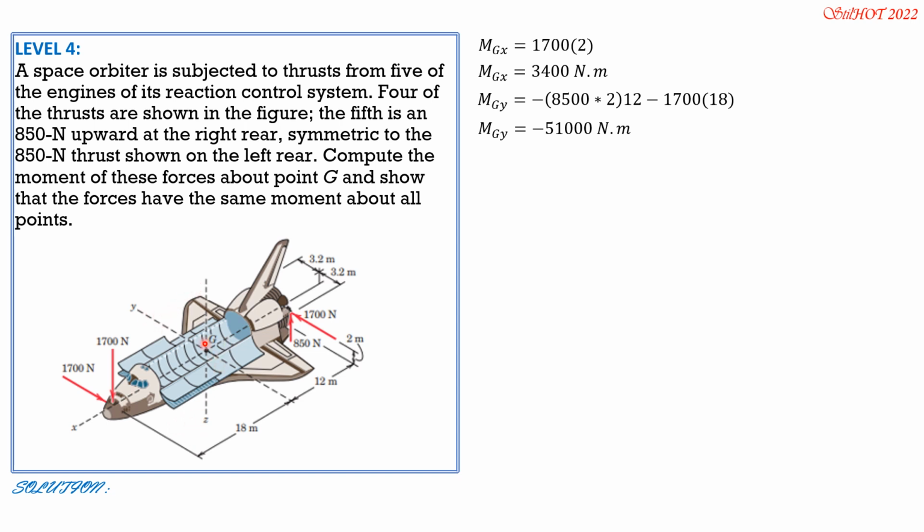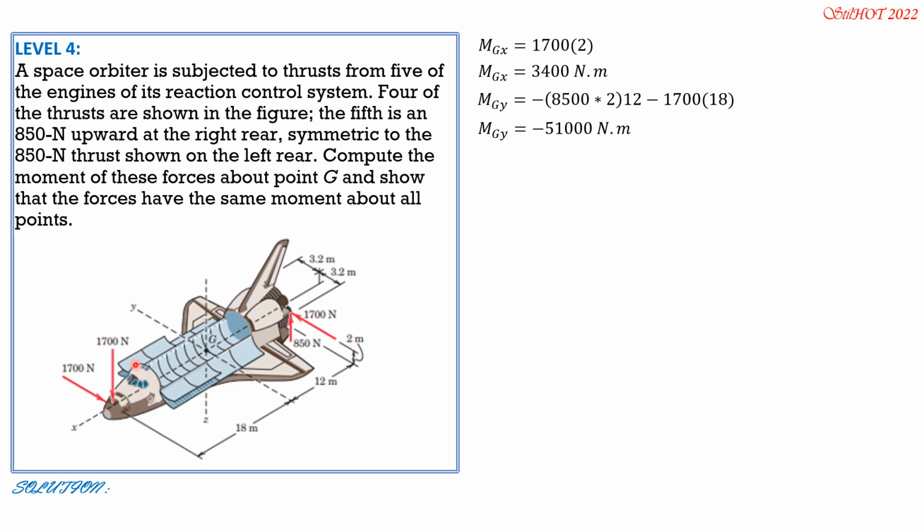Finally, MGZ. The z-axis is positive, z-axis is downward. This is your right thumb. The positive sense of moment would be in that sense. So these vertical forces will have no moment about the z-axis because they are parallel to the z-axis. Only these two 1700 Newton forces.